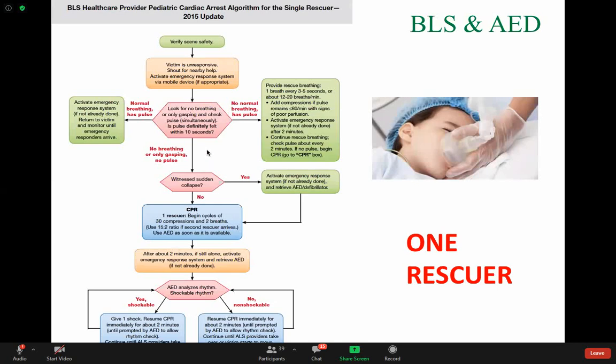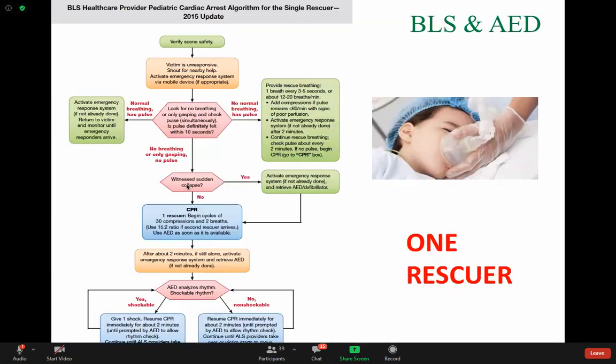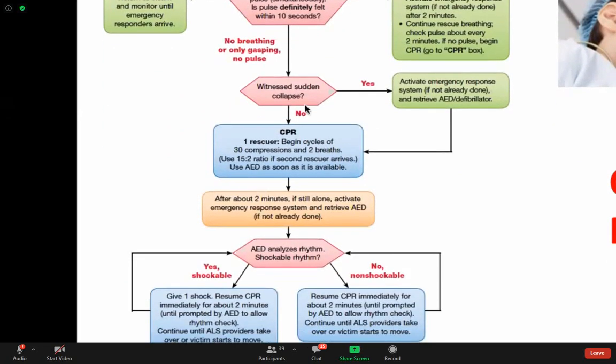One thing to remember in pediatric cardiac arrest is that a witnessed sudden collapse means that you have seen the victim collapse in front of your eyes. He was awake talking to you, and then suddenly he collapsed. Unwitnessed means that you were passing by and you found someone who's unconscious, and this is considered an unwitnessed collapse. If it was witnessed, activate the emergency response system immediately before you start CPR. If it was an unwitnessed collapse, you immediately start CPR, and after 2 minutes, you activate the emergency response system.